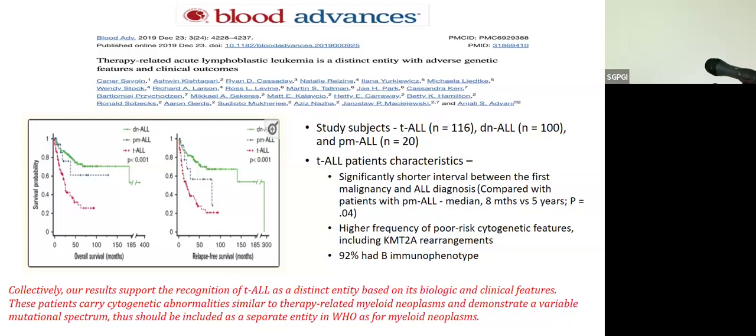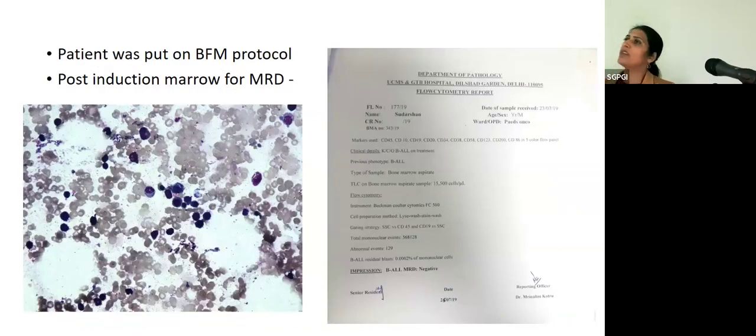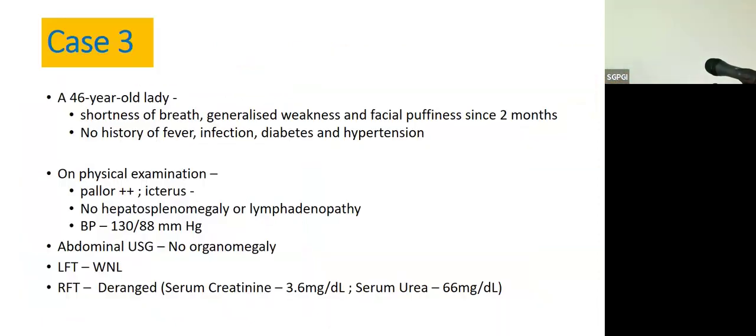And it shows mutations which are normally seen in the myeloid neoplasms. We all know that in the WHO classification, we have a separate category for therapy-related myeloid neoplasms. Maybe in the next few years or so, we will have another category of therapy-related ALLs as well. So that is why I kept this case. The patient was put on a BFM 95 protocol, and the post-induction marrow was negative for MRD, and the patient is doing well. So this was just a case to speculate that yes, there can sometimes be atypical presentation and ways in which these leukemias can develop.